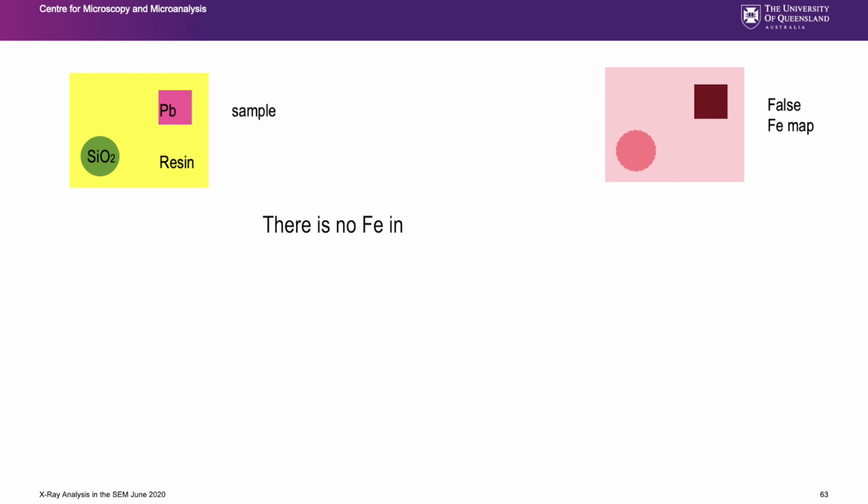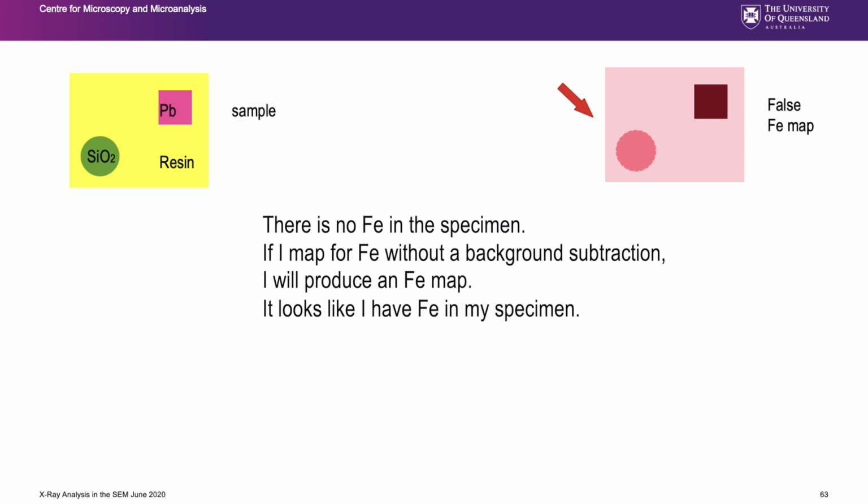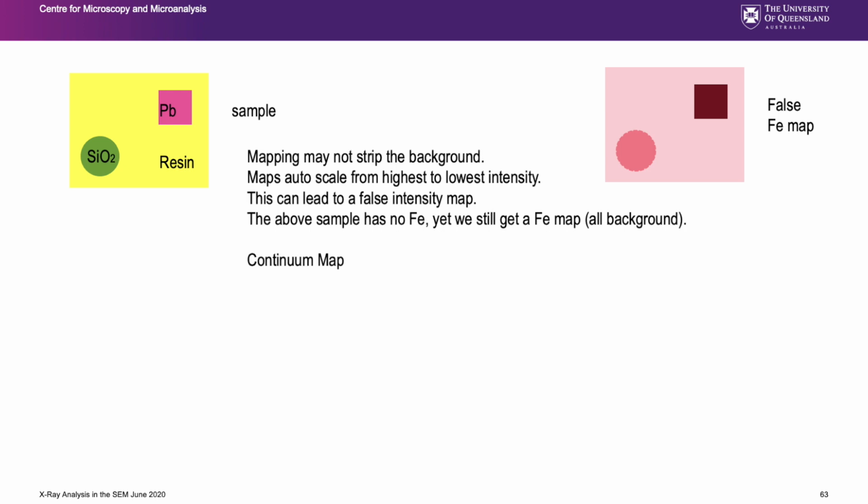There is no iron in my specimen, but just say I map for iron. If I don't background subtract, I'll produce a beautiful iron map like you'll see on the right. And it looks like I've got iron there, and it looks like I'm seeing changes in iron concentration. But what I've done is that's a map of the bremsstrahlen, the continuum radiation. The greater the density of the material, the more continuum X-rays are produced.